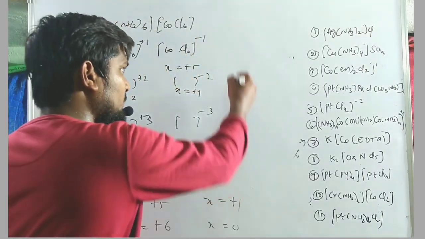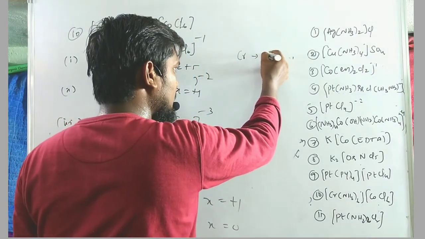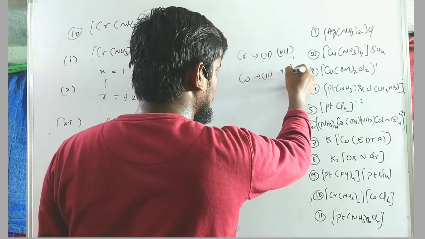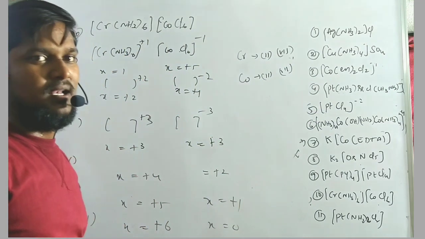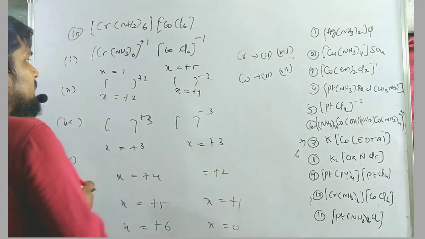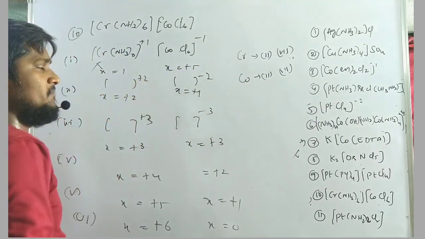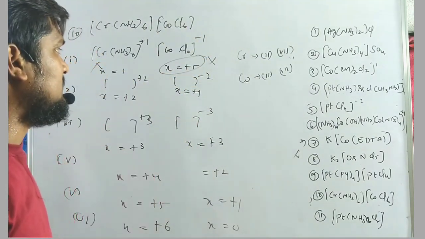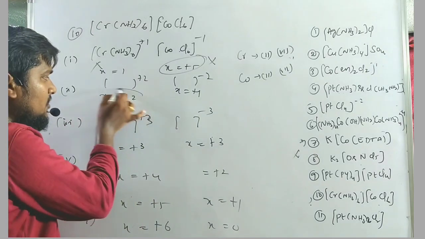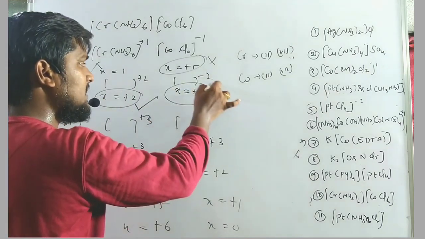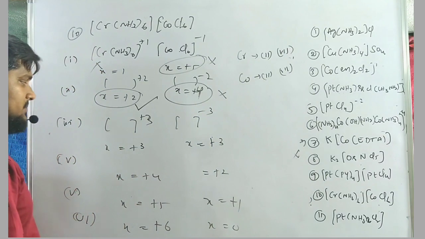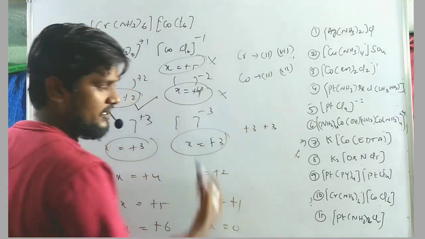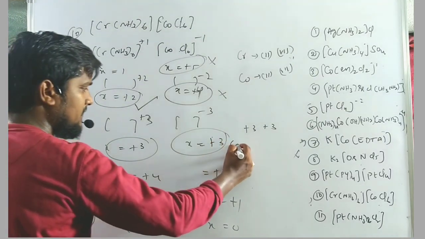Among these, chromium generally exhibits plus 2 and plus 3, and cobalt also plus 2 and plus 3. So all the remaining are unstable oxidation numbers. In the first case, chromium cannot exhibit the plus 1 oxidation state, and cobalt cannot exhibit plus 5. In the second one, chromium is eligible, but cobalt cannot exhibit the plus 4 oxidation state. In the third case, both are plus 3 and plus 3 oxidation states. Both are stable, so here it is the correct one.